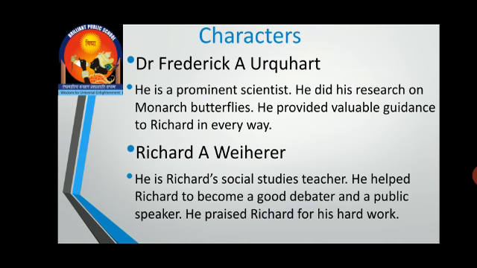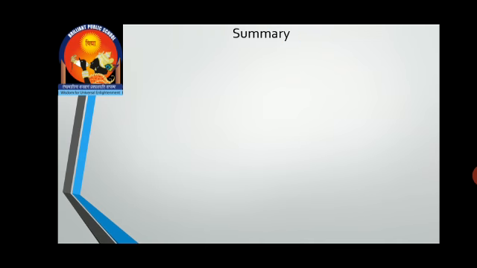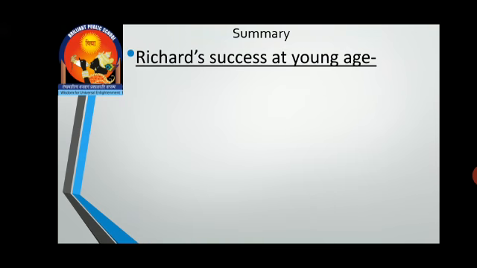Students, now let us summarize the chapter. Richard's success at young age. The article of Richard H. Abright and his friend was published in the scientific journal Proceedings of the National Academy of Science. He was only 22 years old at that time. It was the first time that the research of college students was published. It was a rare honor for Richard.